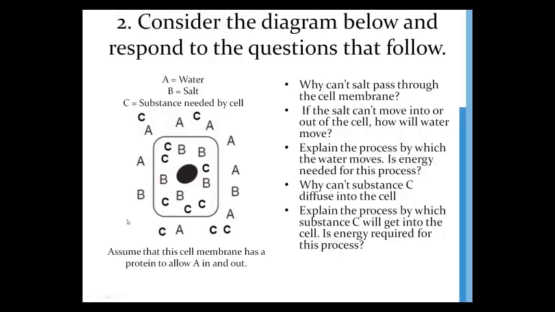Next question asks us to consider a diagram and respond to the questions that follow. So the diagram pictures a cell, and that cell is surrounded by a bunch of different chemicals. A is water, B is salt, and C is some large substance that is needed by the cell. And there's a little note on here: assume that the cell membrane has a protein to allow A in and out. So we got a few questions to answer here.